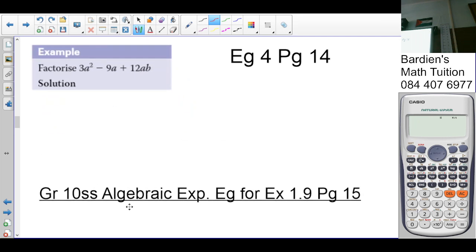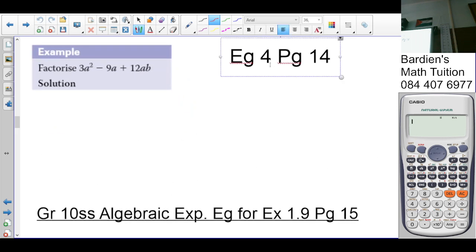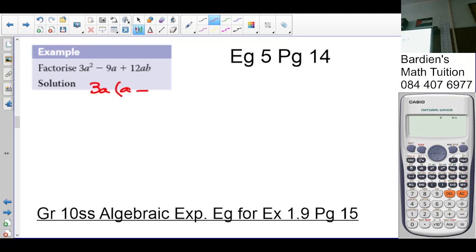Okay. The next one says we have to factorize 3a squared minus 9a plus 12ab. What is common here? 3a. What are we left with? a minus 3 plus 4b. Okay. Again, we can check it. 3a times a is 3a squared. 3a times negative 3 is negative 9a. And 3a times 4b gives 12ab. Okay.